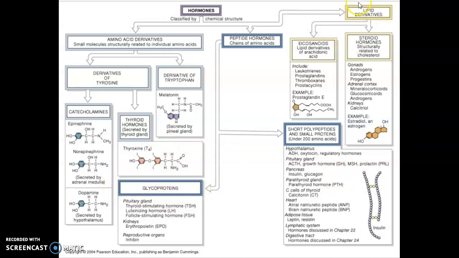So, if I had that blanked out and you saw that it included steroid hormones and eicosanoids, I would expect you to know it's lipid derivatives. Or if I had that blanked out and it says structurally related to cholesterol, and here you see a cholesterol backbone, I would expect you to know that that's a steroid hormone. So those are the type of things. Pay attention to the big categories and what would be included in those categories.